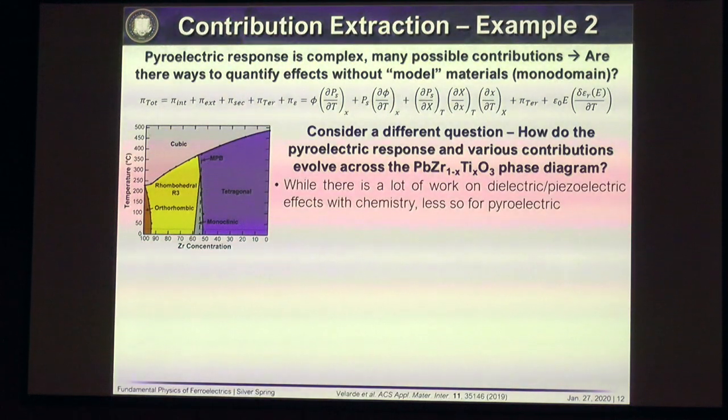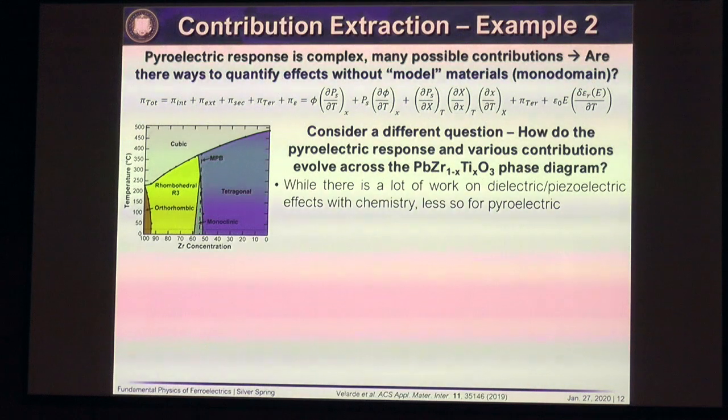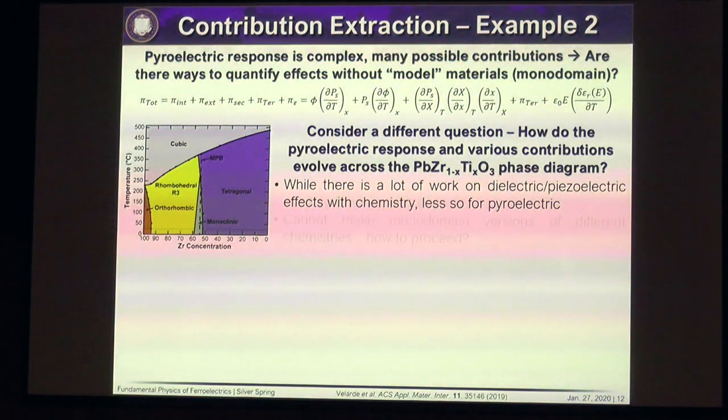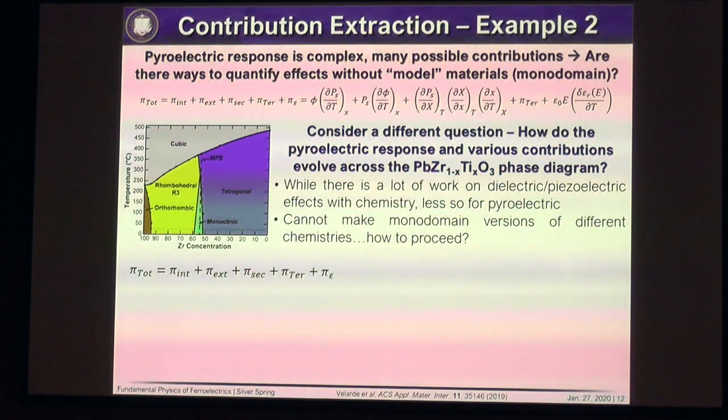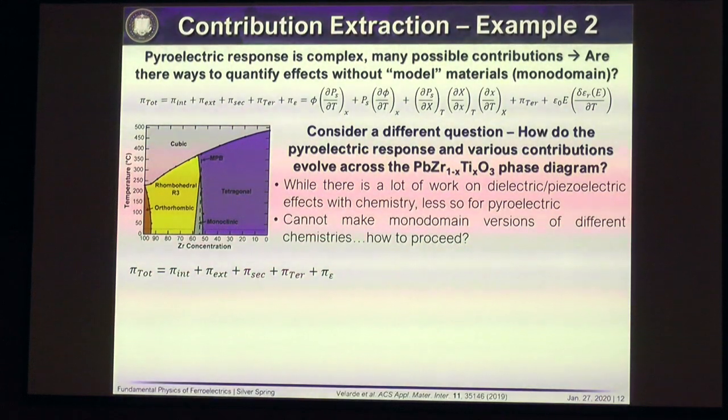There's a lot of work on how things like dielectric and piezoelectric effects change with chemistry. It's less so for the pyroelectrics. Now the problem for us is that we can't make monodomain versions of all these different chemistries. We don't know how to do that experimentally, and so we have to come up with other ways of sorting these things out. So if we take our expression for the total pyroelectric coefficient, we can start to break this thing down and see what we can control.